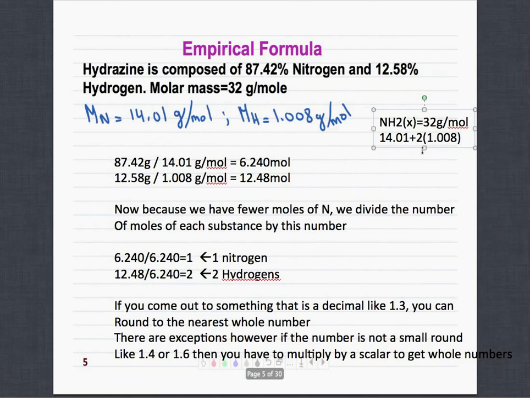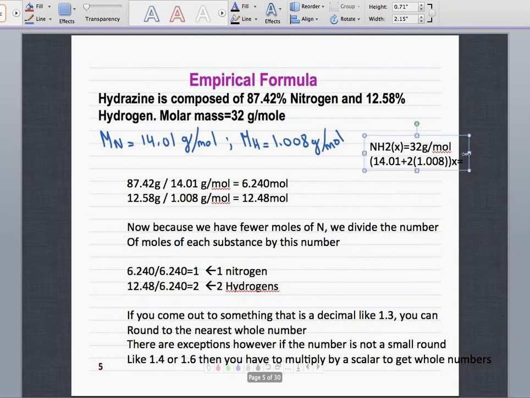And then that tells me that the molecular formula is NH2 multiplied by 2. Therefore, it is N2H4. And this is the molecular formula of hydrazine. So we went from the empirical formula to the molecular formula using the molar mass.